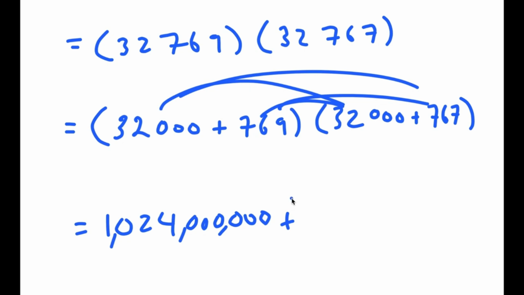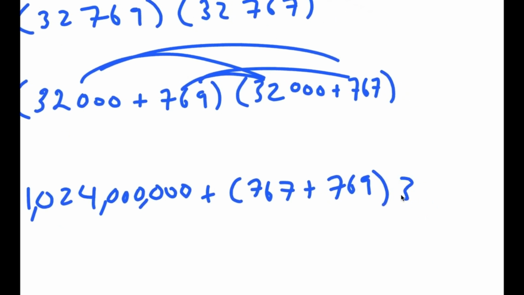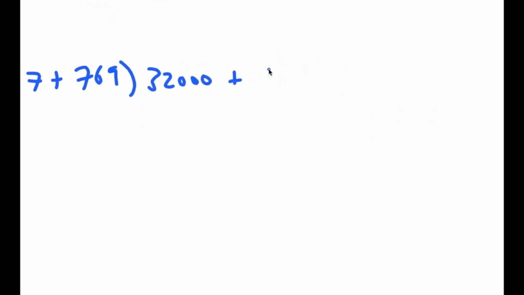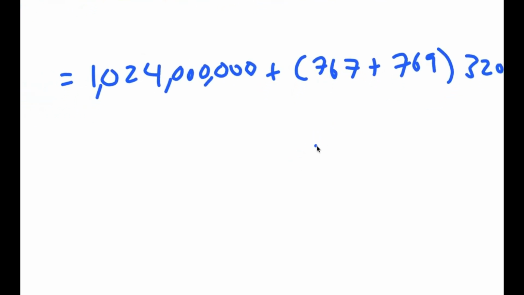And now I have this plus 32,000 times 767 plus 769. And finally, I have at the end 767 times 769, which is equal to 589,823.